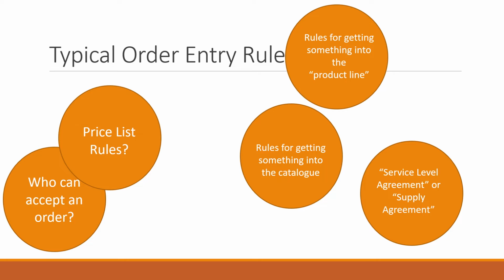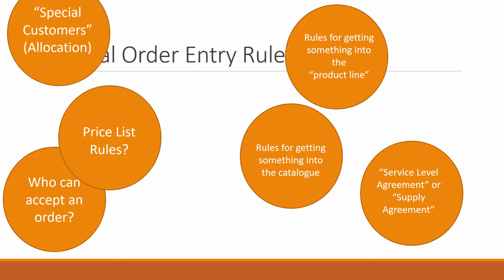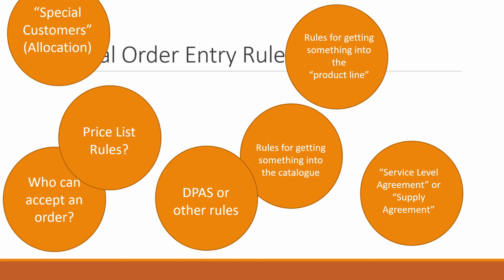What are the rules for prioritizing special customers? There could be some kind of allocation situation where some customers get supply and some don't. How are special requirements captured, like DPAS? How is that spread throughout the supply chain? Who decides all of these things, and are any of these things written down, and how are they communicated to the people that are answering the phone?